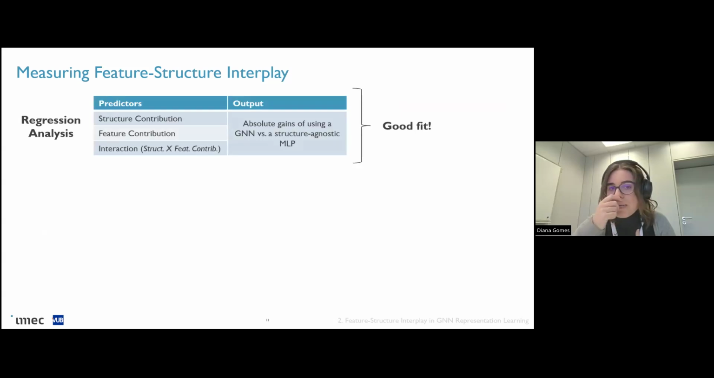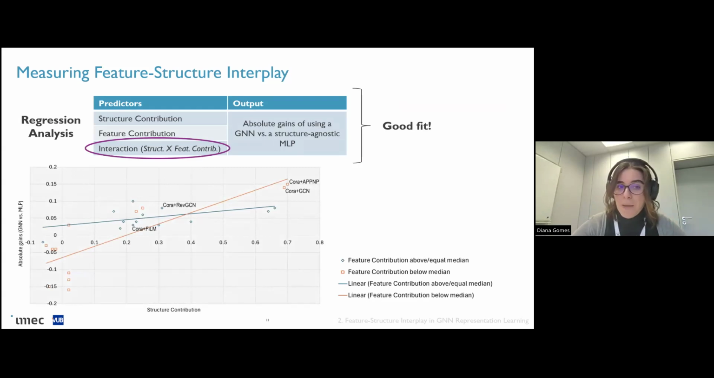Good. So now we are here. We have two metrics, one for the structure contribution, another one for the feature contribution. We have also an interaction coefficient. And with this, we managed to get quite a good fit in predicting the absolute gains of using a GNN versus just an MLP. But we wanted to see even further how this interaction manifests.